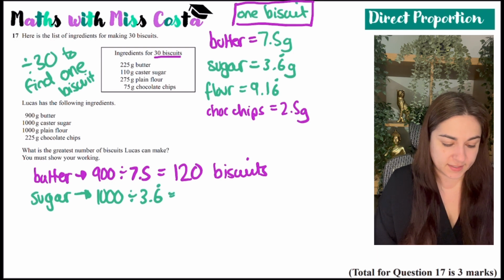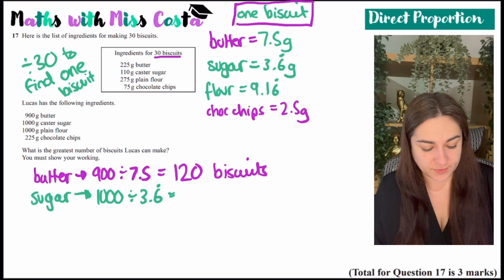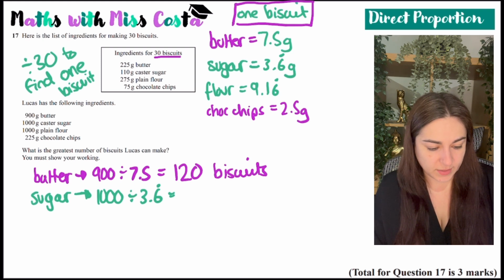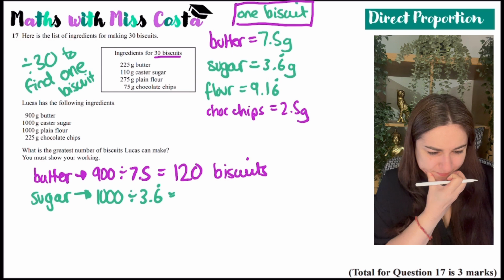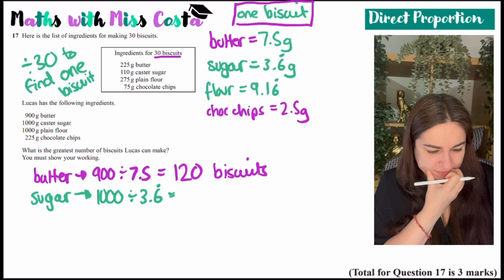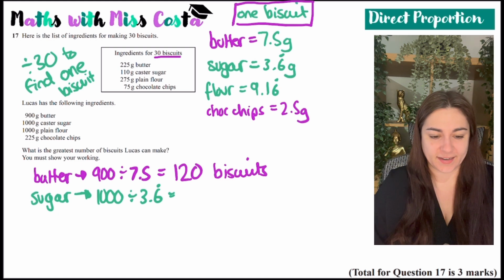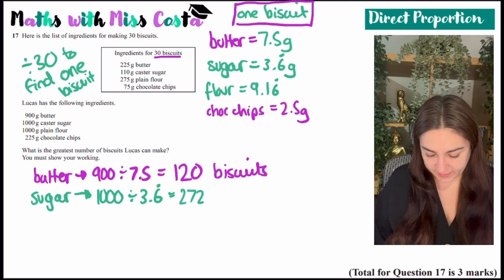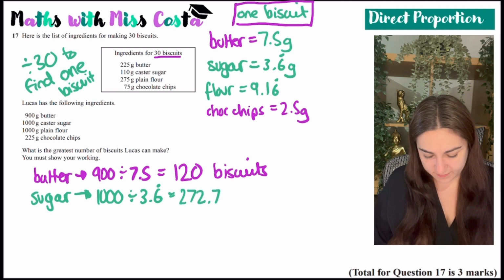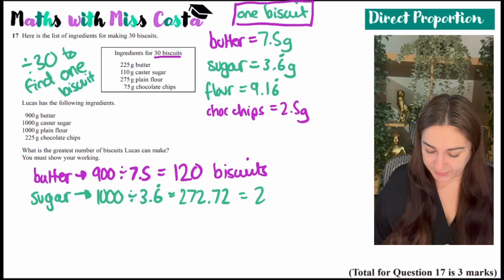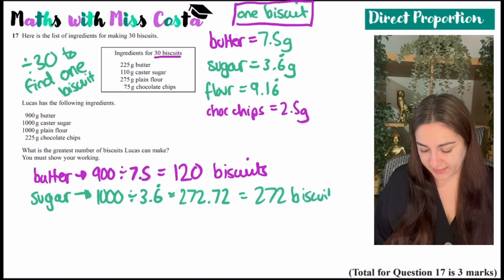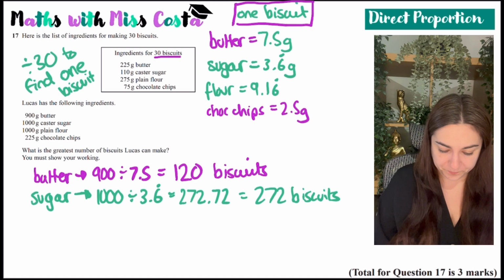So 1000 divided by 3.6 recurring. And if you don't know how to do a recurring, I can't actually find it on this calculator. Well, if you can't find recurring, just type in 66666 like loads, and then it will automatically turn it into a recurring thing for you. So that's 3000 over 11, which is 272.72 recurring. So essentially 272 biscuits, because we can't have point something of a biscuit.